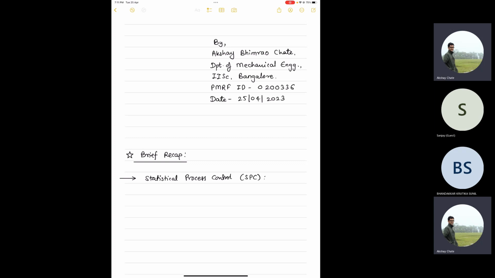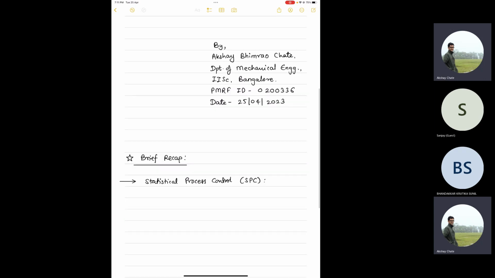Since it is a control method, it is used to measure, understand, and control variation in a manufacturing process. This objective should be clear before we discuss anything. SPC is a statistical tool with the help of which we can measure, understand, analyze, and control the variation in any manufacturing process.